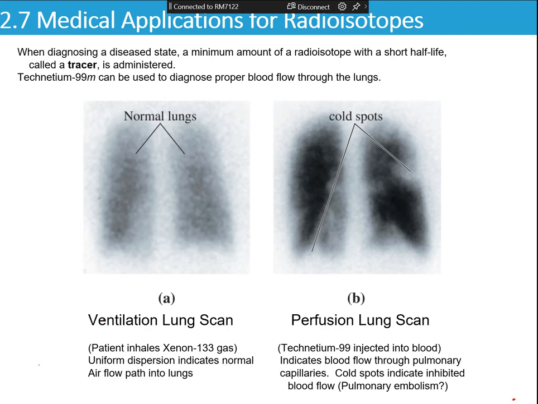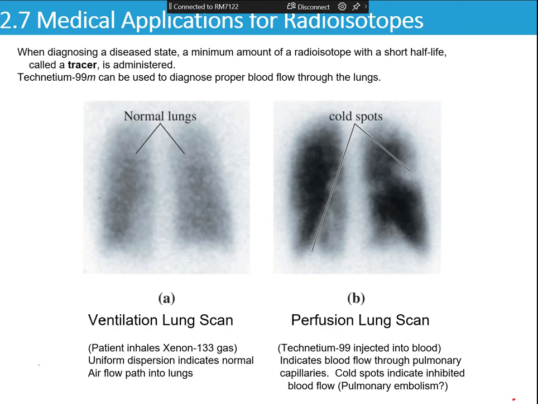So if they have a blockage, you'll see an area where it doesn't show up. And then when they exhale, it comes out, so it doesn't stay in the lungs. So it's a gas, you inhale, when you exhale, it comes back out. So that's pretty cool. The one over, and that one shows normal. See how it looks just kind of all gray? So that just shows the xenon is distributed evenly.